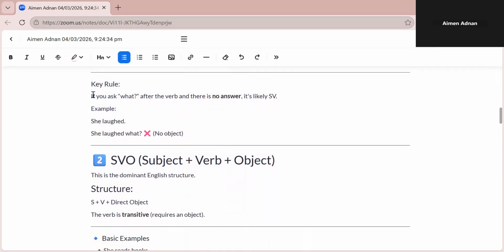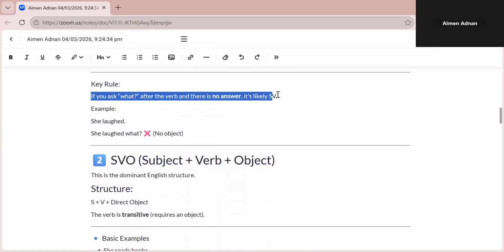I have also written a key rule for this form of sentence: if you ask what after the verb and there is no answer, it is likely an SV structure. For example, she laughed. She laughed what? Because there isn't any object in the sentence, you cannot find the answer to what. Since there is no answer, the structure will be an SV structure.